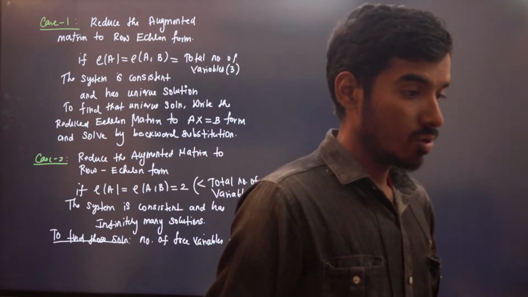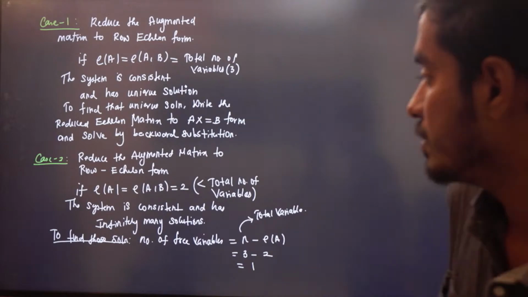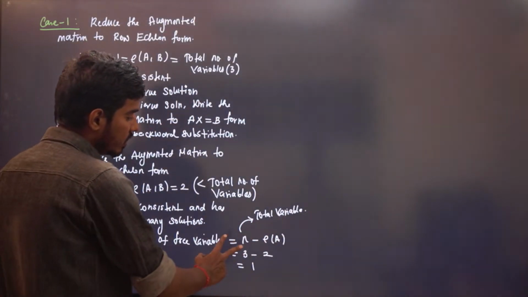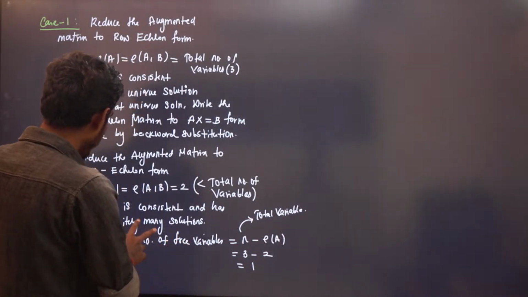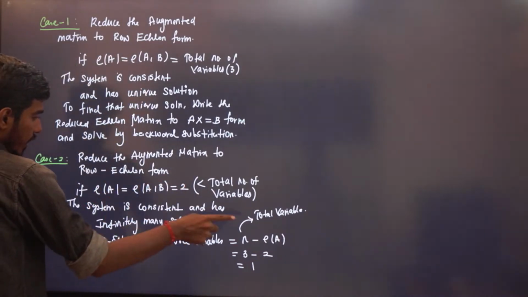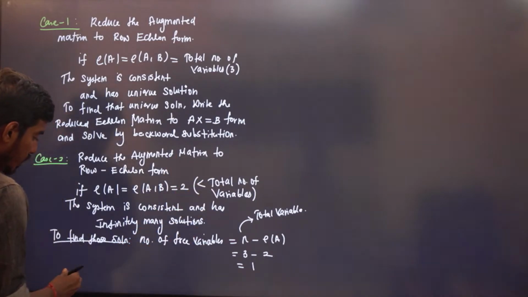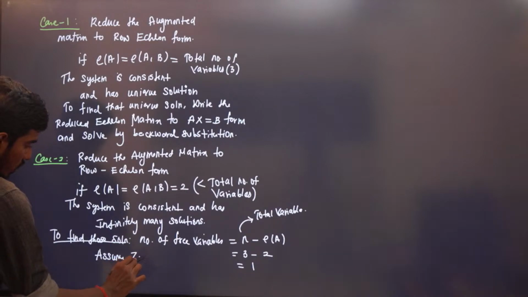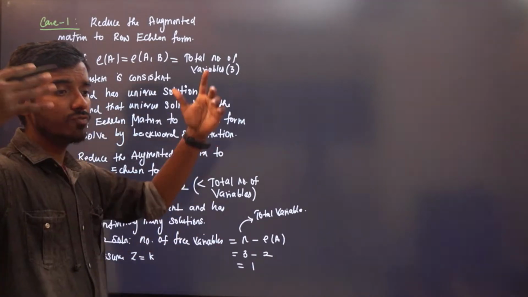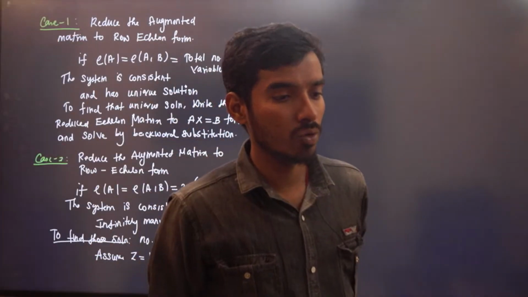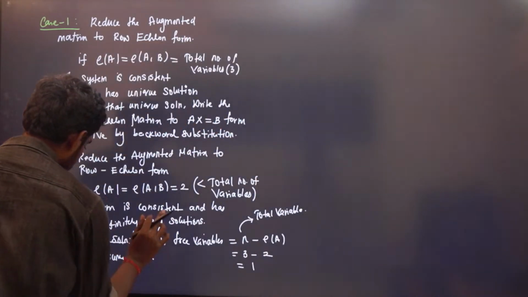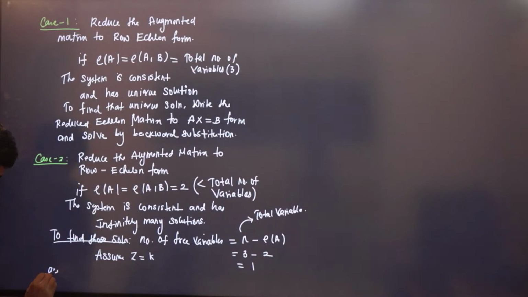Yes or no? So what is the formula for the number of free variables? N minus rank of A, where n is the total number of variables. Suppose both ranks are equal to 2, then your rank is 2. In this case, you have one free variable. That means one variable is free. You can assume that variable to be anything on your own. I'm assuming z to be equal to k.